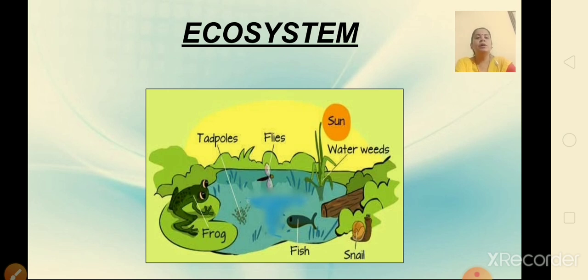Students, the size of the ecosystem varies greatly. It can be as large as the rainforest, grasslands, desert, lakes, rivers, or as small as a pond. A typical pond ecosystem contains fish, frogs, algae, water lilies, and other species that live in and around the pond.